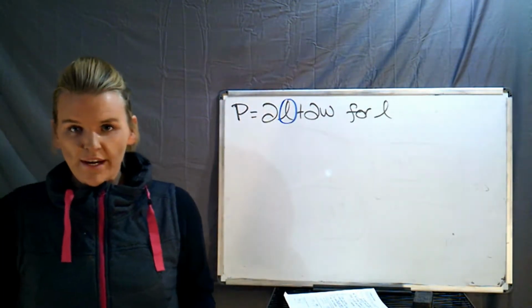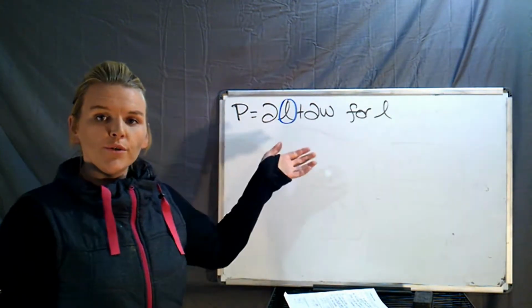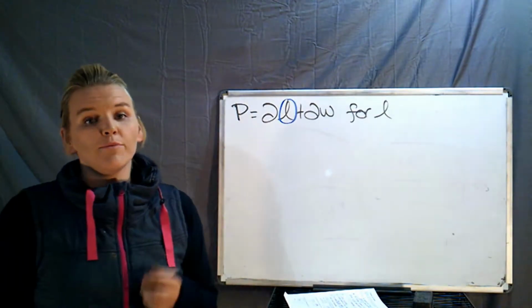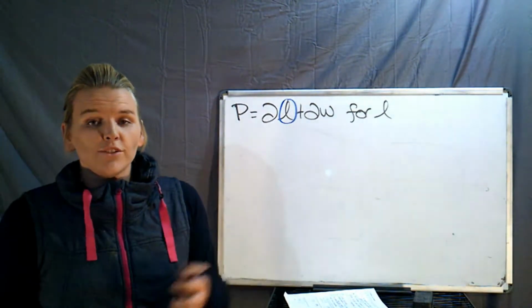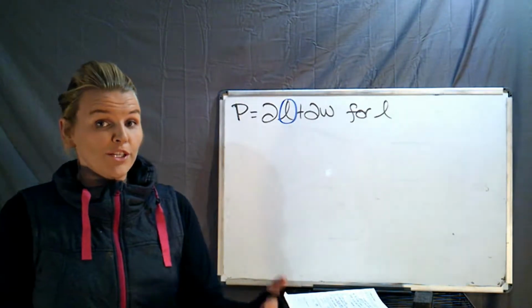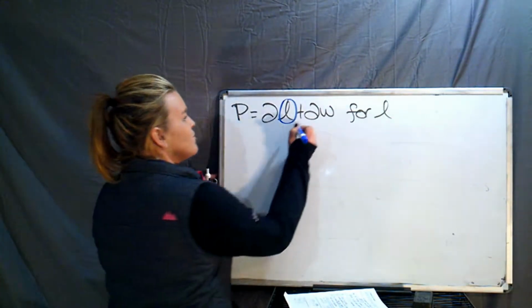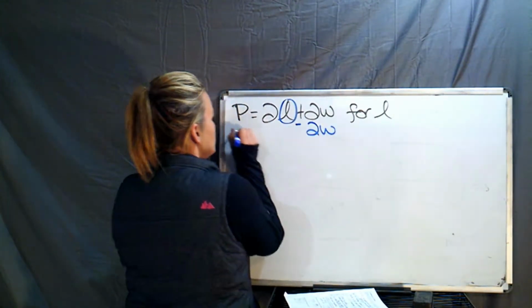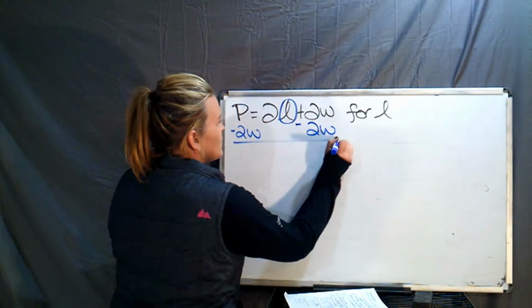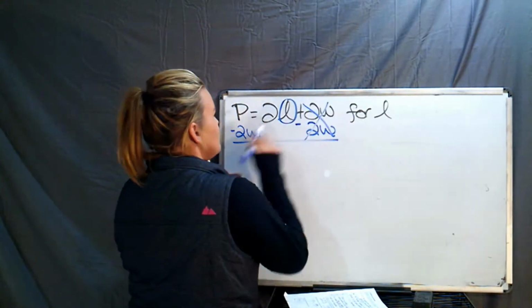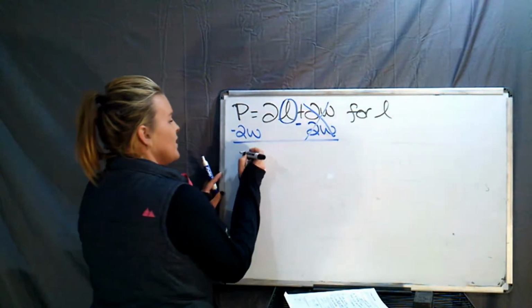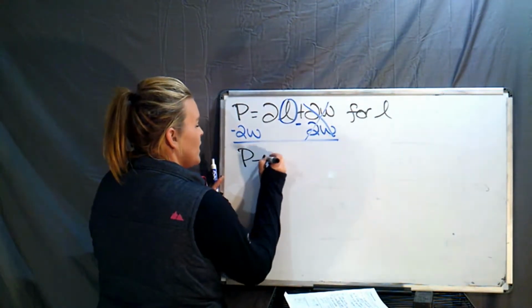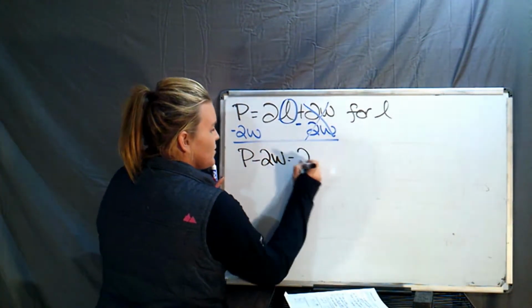What is happening to L? It's being multiplied by 2, and then 2W is being added to it. So I can subtract 2W first, since that was the last operation on it. So I'm going to subtract 2W from both sides, and then these will cancel out. I'm going to rewrite it, and I will have P minus 2W is equal to 2L.